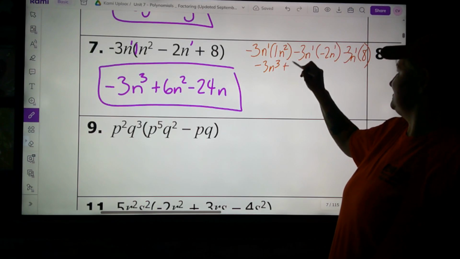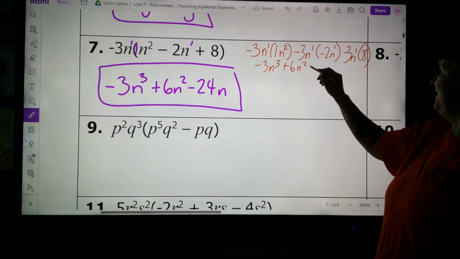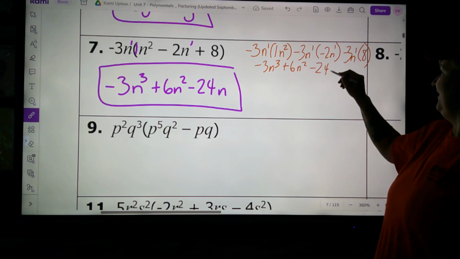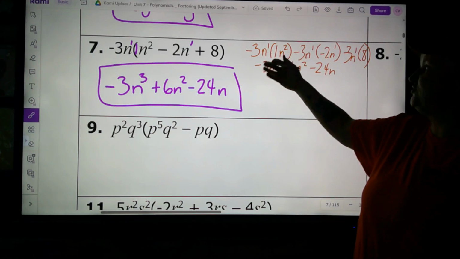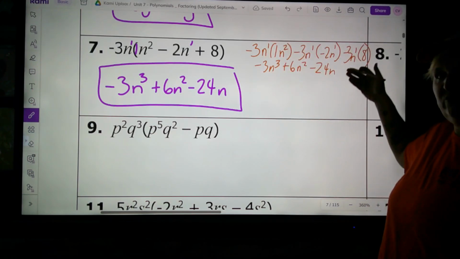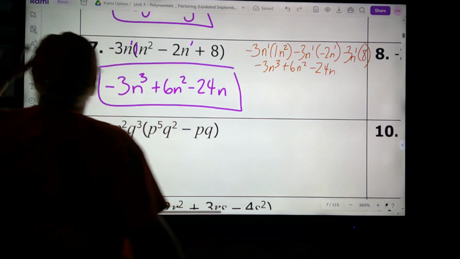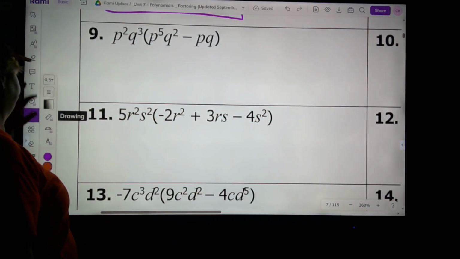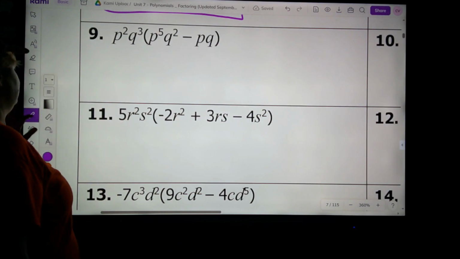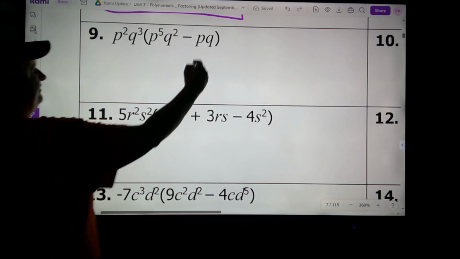This became 6n squared. And this became -24n. You see how I did that? If it helps you, break it into sections so that you apply it to everything inside the parentheses. Do whatever helps you. I mean, I do what helps me, you do what helps you. Alright, we're going to have to be extra careful here.